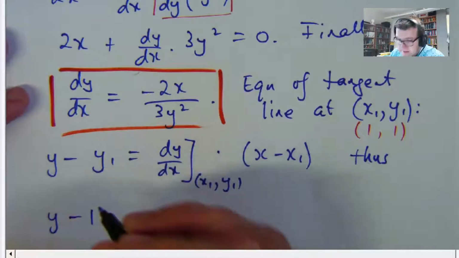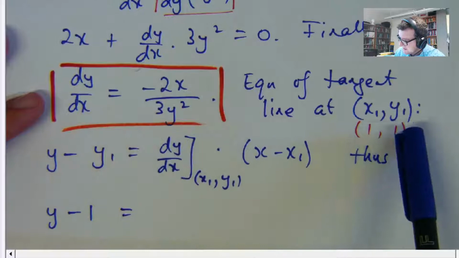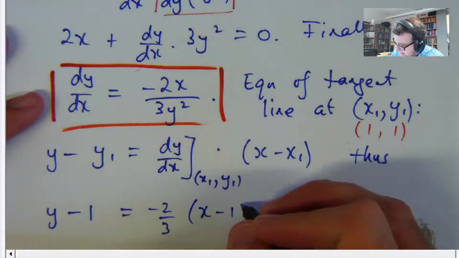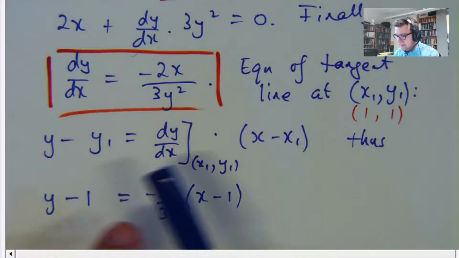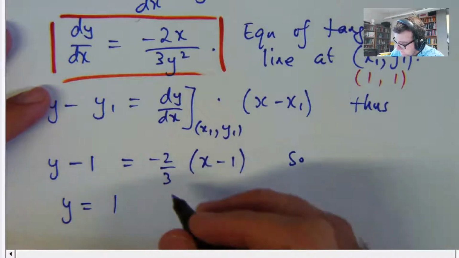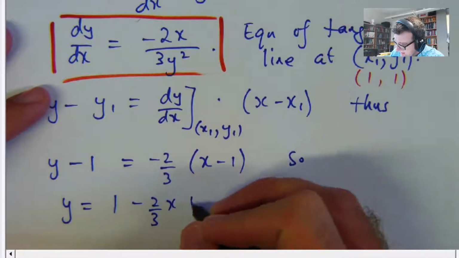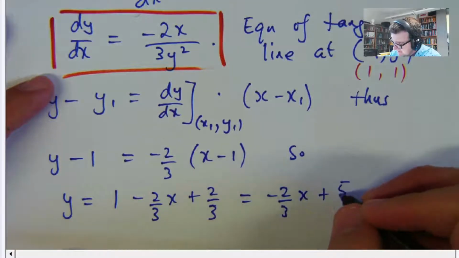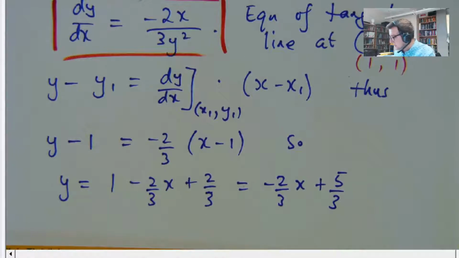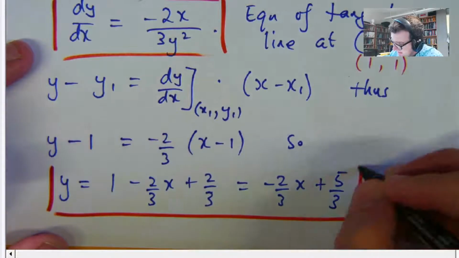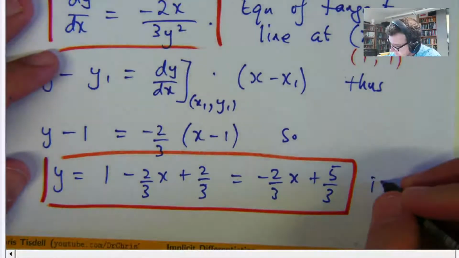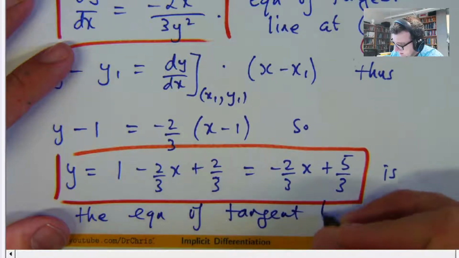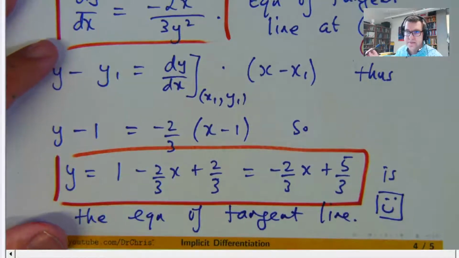The derivative when x equals 1 and y equals 1 is going to be negative 2/3. And this is going to be x minus 1. Now all I need to do is clean this up a bit. So I'll take 1 to the other side. Adding this, it's going to be y equals negative 2/3 x plus 5/3. So this then is the equation for our tangent line. So we're super happy. Great.